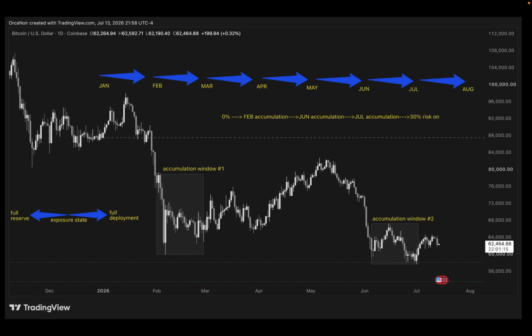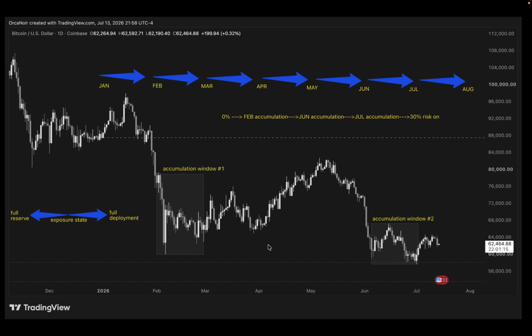And so this is what I've done so far this year, right? I've had essentially two accumulation windows. I accumulated in February as price traded lower. I essentially accumulated in this consolidation. And my second accumulation window was here in June in this consolidation as well. And I had one accumulation for the first day of July as well.